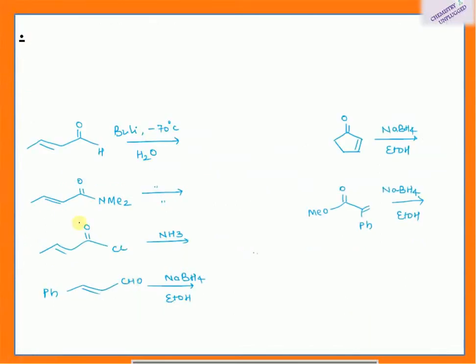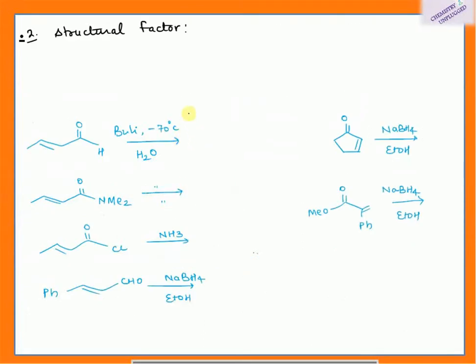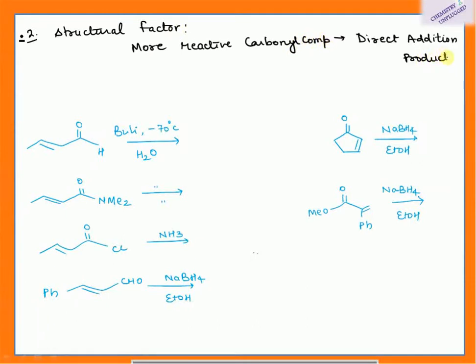The next factor affecting this is the structural factor. More reactive carbonyl compounds will show the direct addition product, right? So suppose you have an alpha beta unsaturated compound containing an acyl chloride group, it has much higher reactivity as compared to enones.